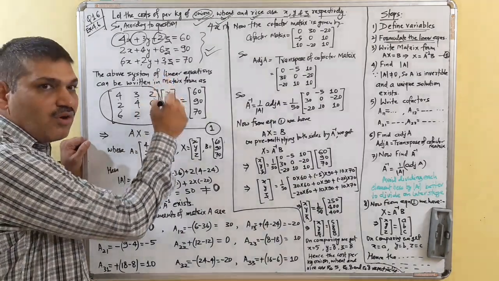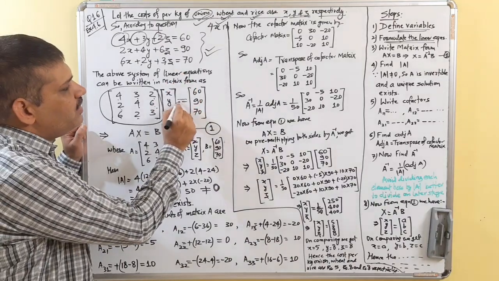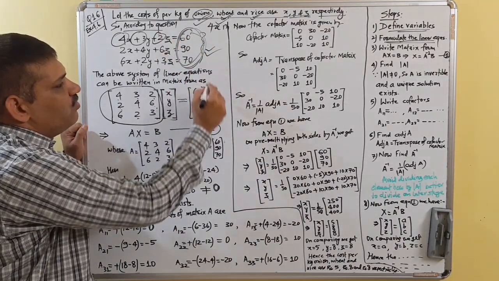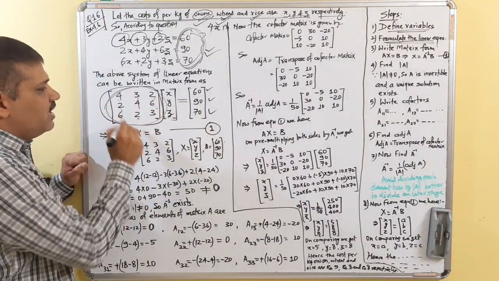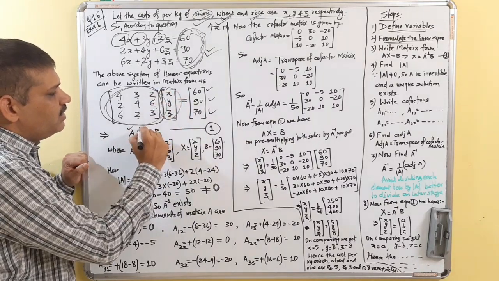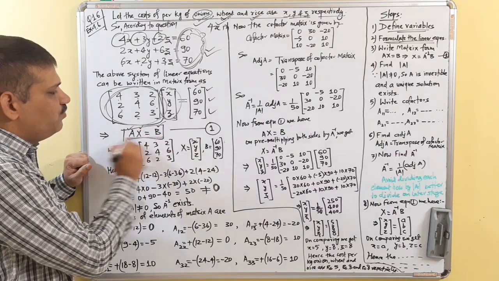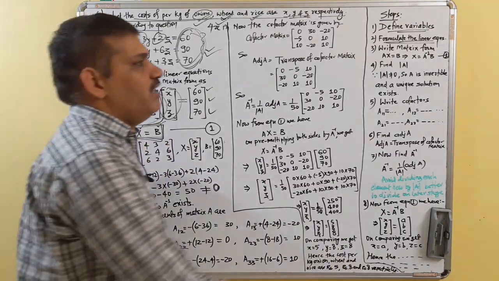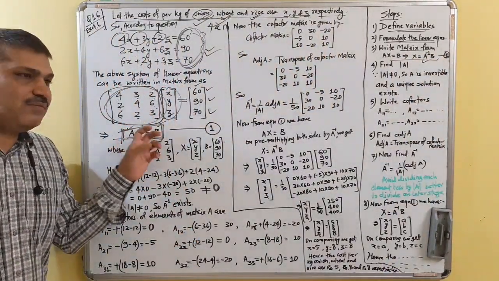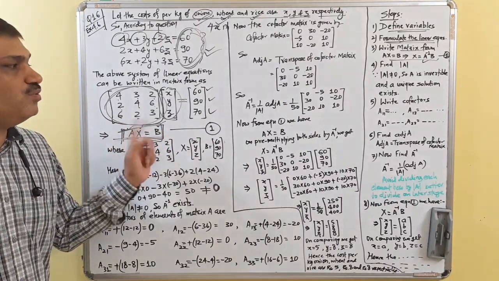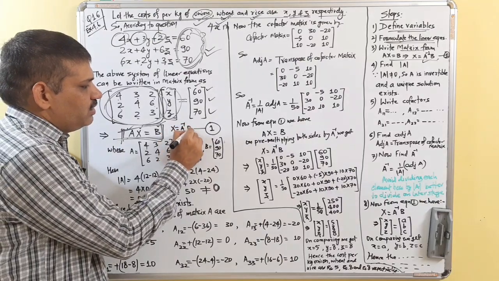And the column matrix of variables x, y, z, and on the right hand side we write the constants in a column matrix. If we take this matrix as A, this one as capital X and this one as B, then this can be written as AX is equal to B. On pre-multiplying both the sides with A inverse, we get X is equal to A inverse B.